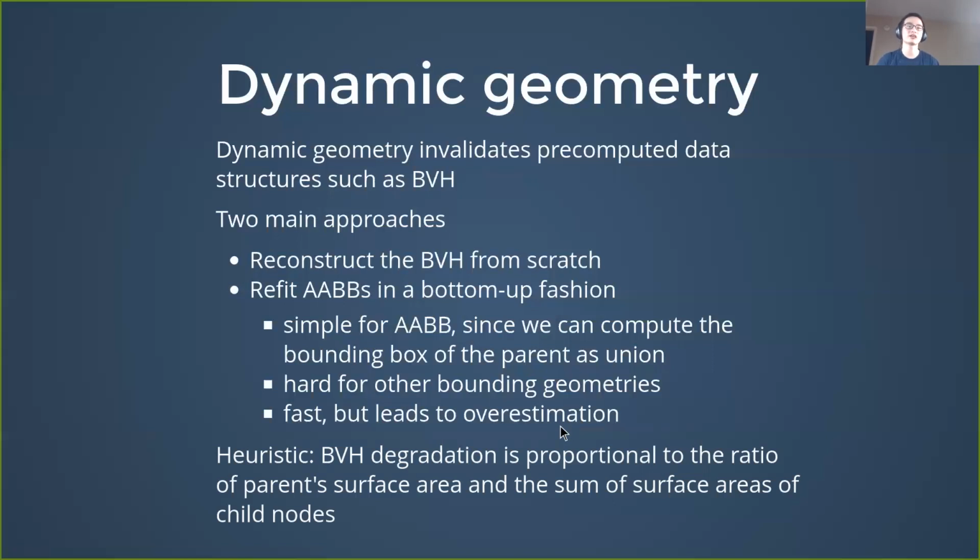So there's a heuristic to calculate the BVH degeneration, which is proportional to the ratio of the parent surface area and the sum of the surface areas of the children nodes, which again is the surface area heuristic. If the cost function gets too high, then we know our BVH is degenerated enough, so we reconstruct the BVH from scratch, and otherwise we refit AABBs.